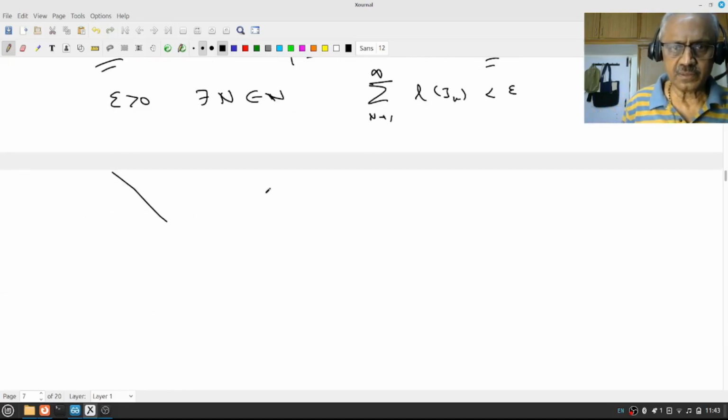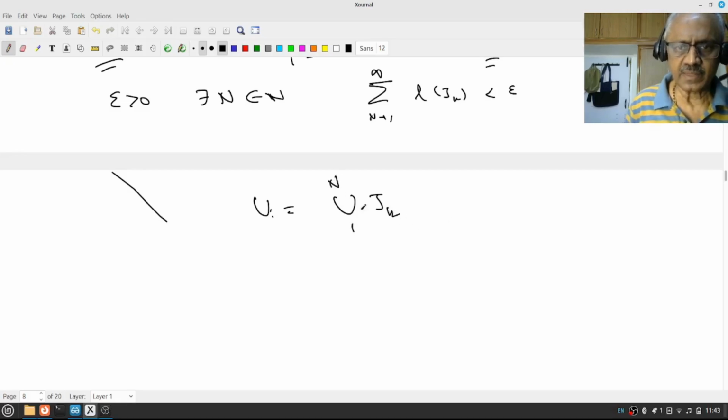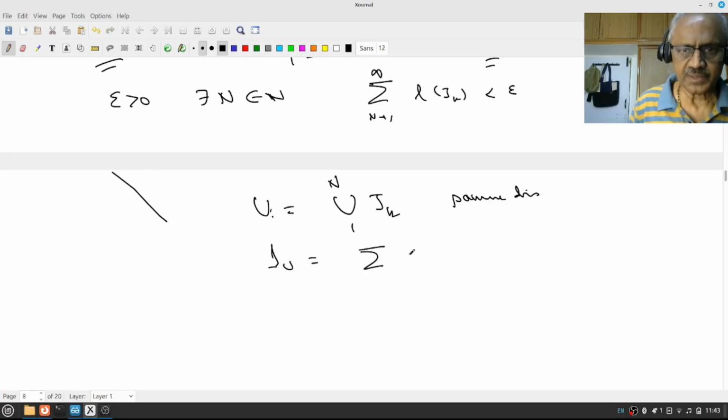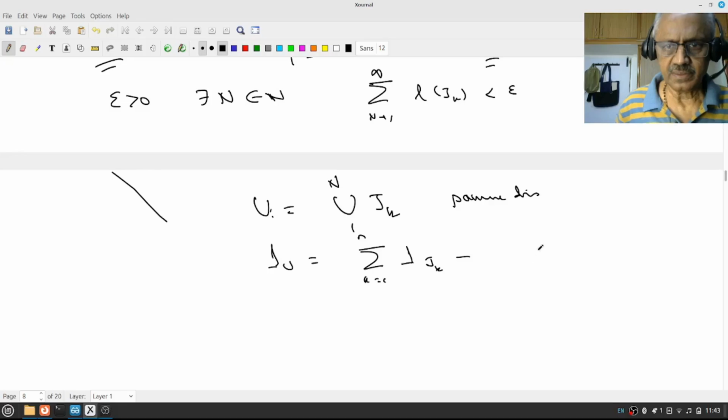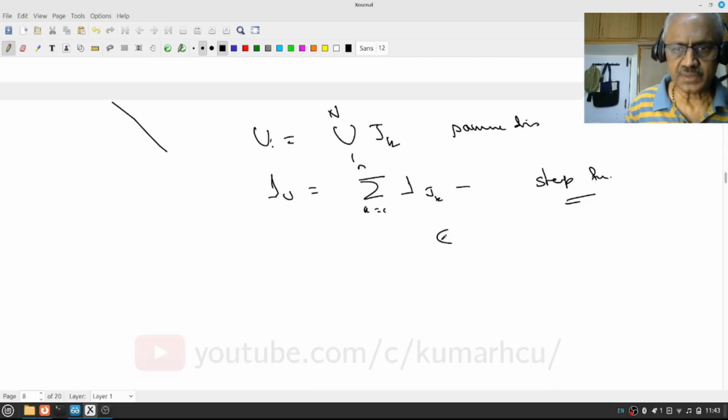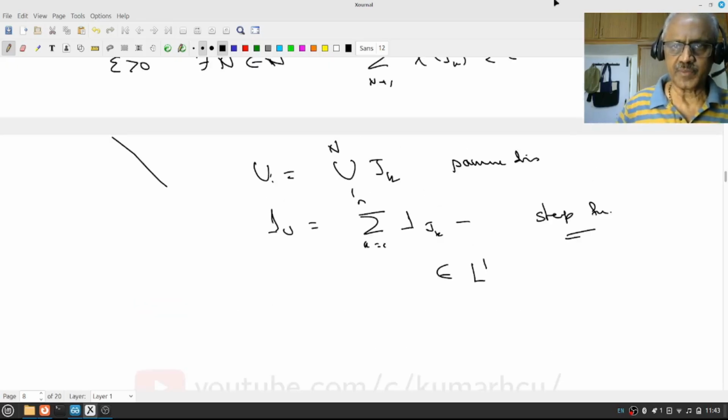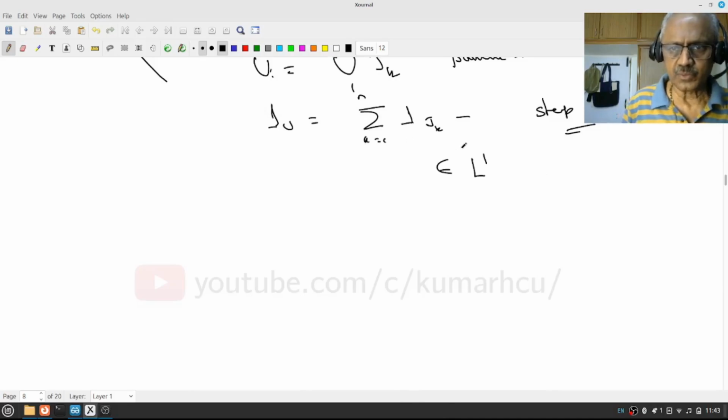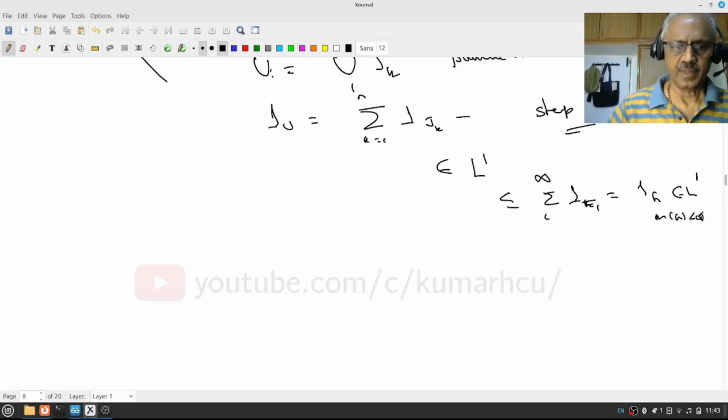Now we are ready for a step function. Let's look at U equal to the union of J_k, k equal to 1 to n. Remember, it's pairwise disjoint. Therefore, if I look at the indicator function of U, which is the summation of the indicator function of J_k, k equal to 1 to n, this is a step function. Notice that these are all in L1, because this will be less than or equal to the sum of the indicators of J_k, k equal to 1 to infinity, but this is equal to the indicator of G, and this is in L1 because measure of G is finite.